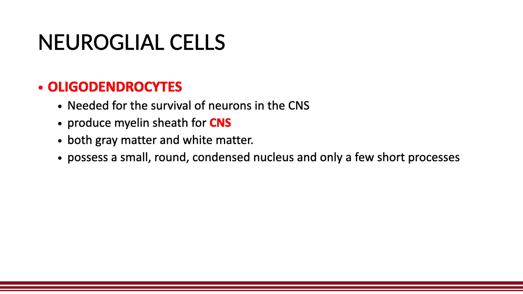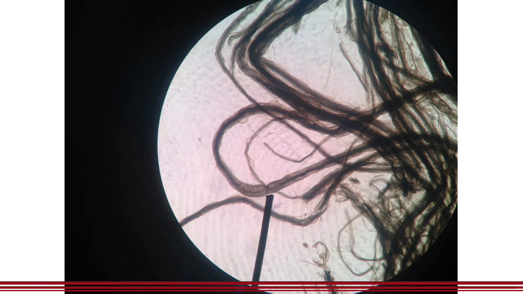Damage to oligodendrocytes or the myelin sheath can lead to certain conditions such as multiple sclerosis, wherein the immune system attacks and damages myelin in the CNS. So this is the axon, the dark line here in the middle, and the lighter gray structure surrounding it is actually the myelin that's produced by oligodendrocytes.